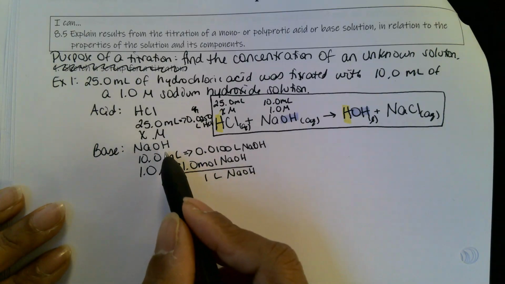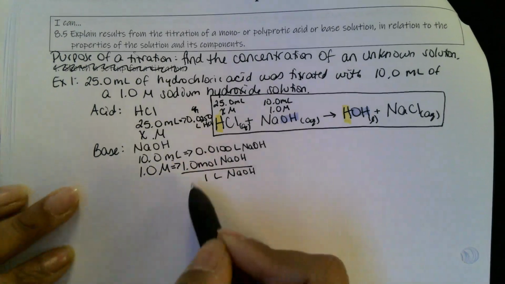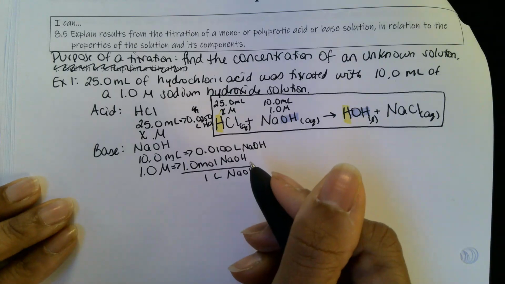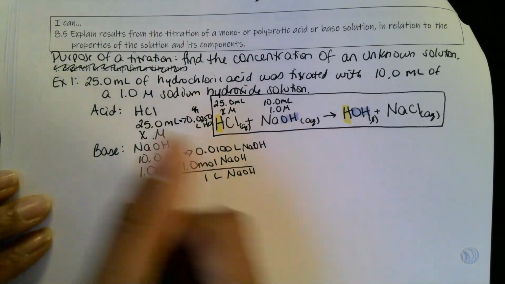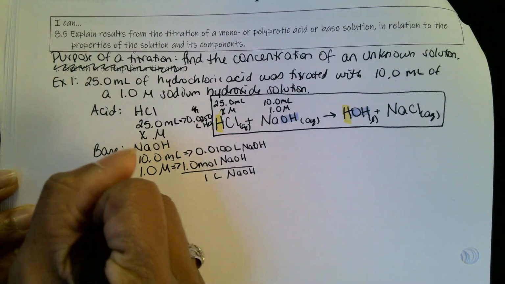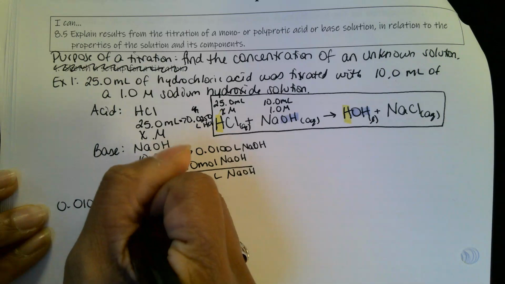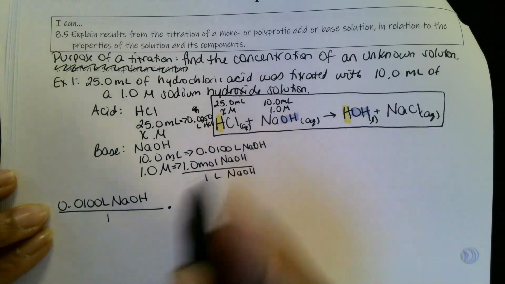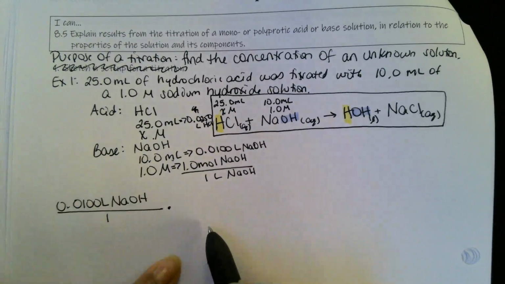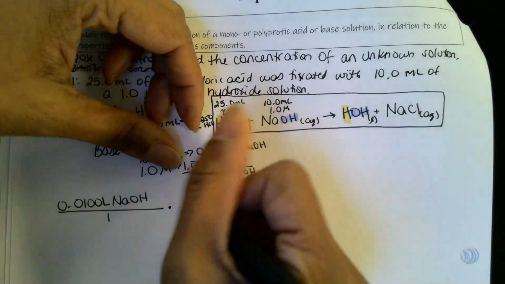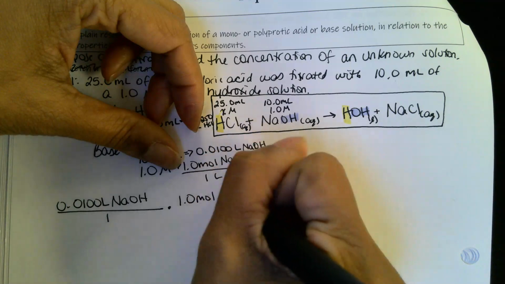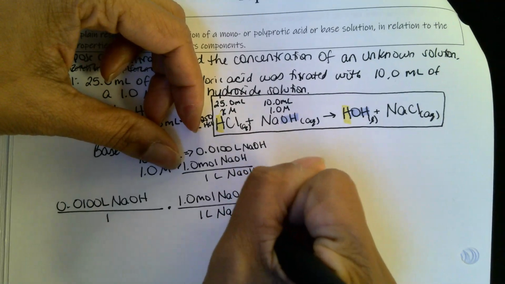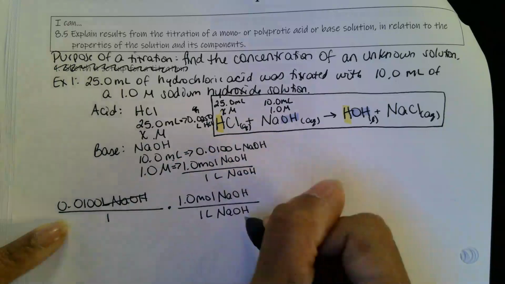So I'm going to start out with the substance that I know the most about, and that's my NaOH. So I will start also then with the substance that has no denominator to it. So I'll have 0.0100 liters of NaOH over 1. And I need to cancel out liters of NaOH, so I need liters on the bottom. So I can use this part right here. I have 1.0 moles of NaOH for every 1 liter of NaOH. And then I can go ahead and cancel liters of NaOH.